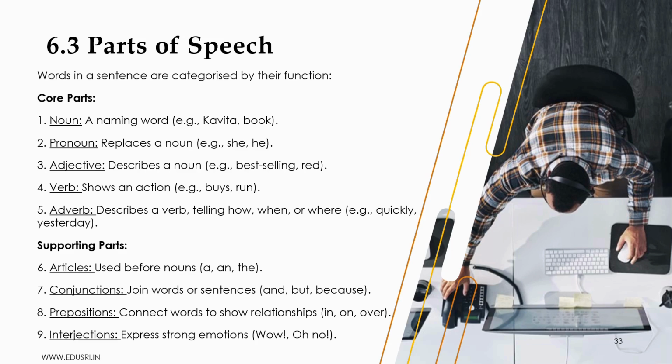Next, we have the supporting parts. Articles, like a, an, and the, come before nouns. Conjunctions join words or sentences. Examples include and, but, and because. Prepositions connect words to show relationships, such as in, on, or over. And finally, interjections express strong emotions, for example, wow or oh no. Understanding these parts of speech helps us form correct, meaningful, and well structured sentences.